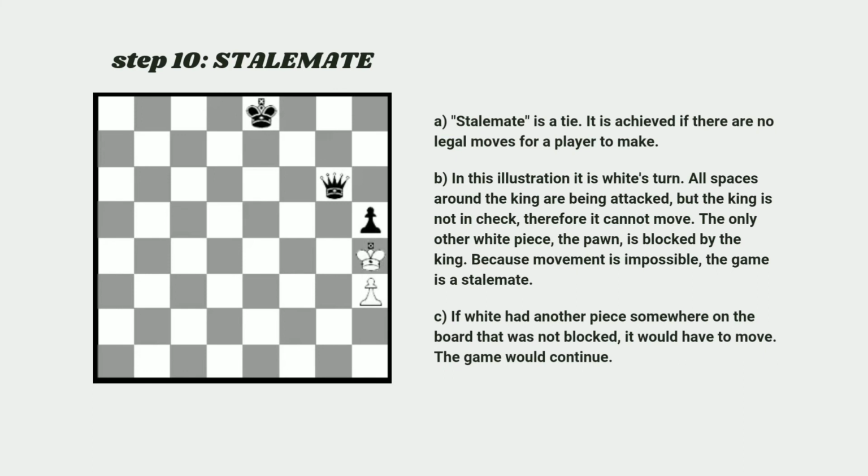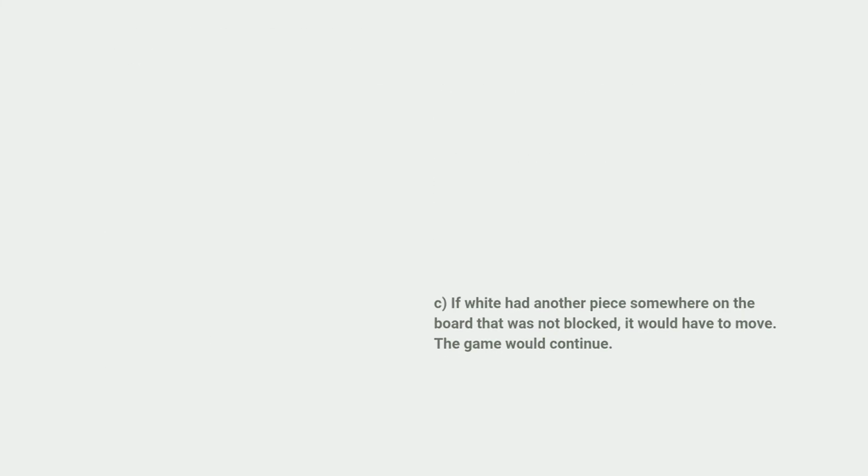Stalemate is a tie. It is achieved if there are no legal moves for a player to make. In this illustration, it is white's turn. All spaces around the king are being attacked, but the king is not in check. Therefore, it cannot move. The only other white piece, the pawn, is blocked by the king. Because movement is impossible, the game is a stalemate. If white had another piece somewhere on the board that was not blocked, it would have to move. The game would continue as usual.